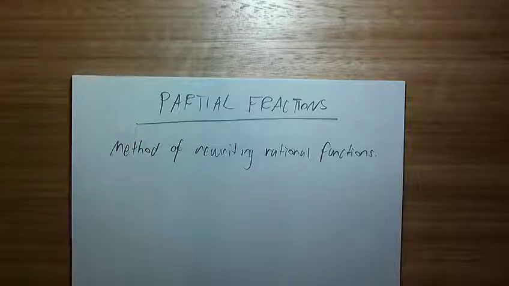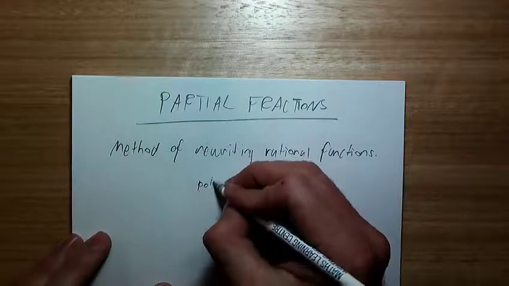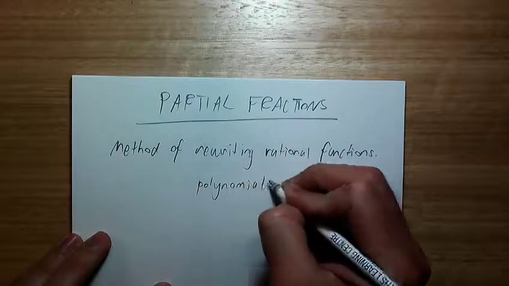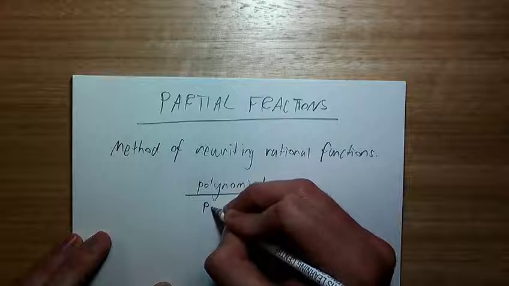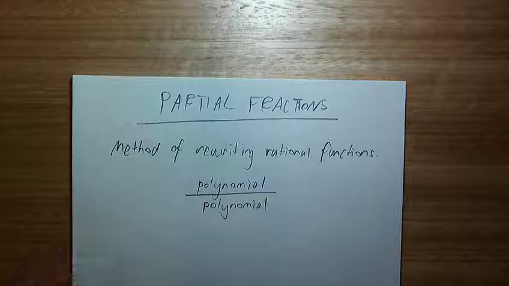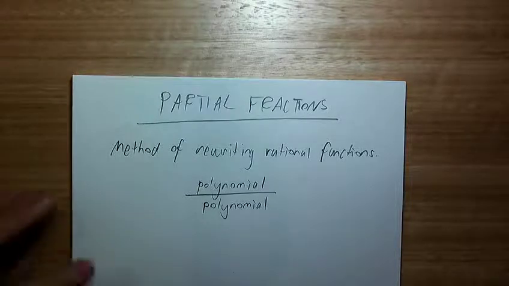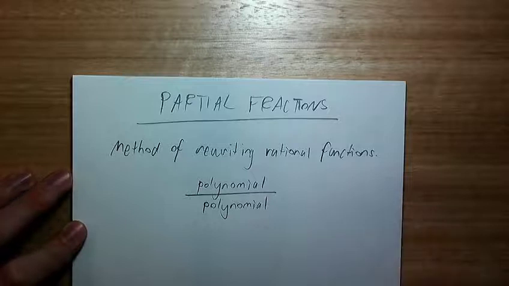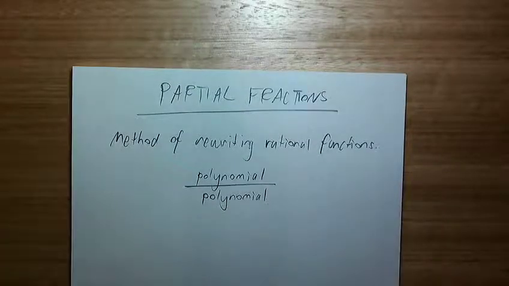So when I say rational function, what I mean is something that is a polynomial on the top and another polynomial on the bottom. That's what I mean by a rational function. Note that a polynomial could just be a number. It could be 1 over polynomial, and that's still a rational function. So anything that's got polynomial or constant on the top, polynomial on the bottom, constant on the bottom doesn't really count because you know how to do that already, is what partial fractions is for.